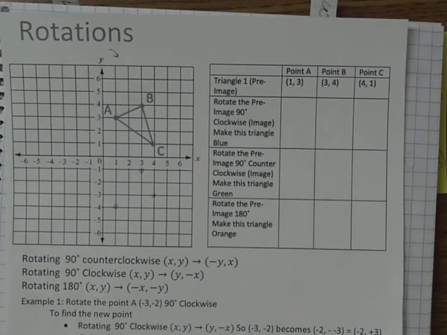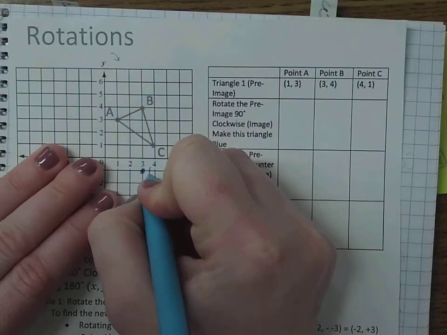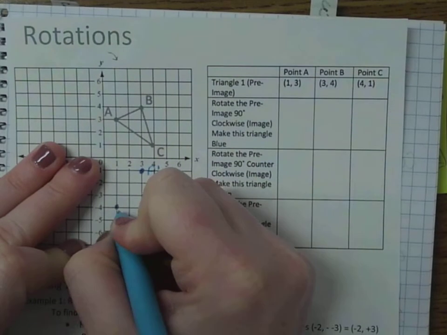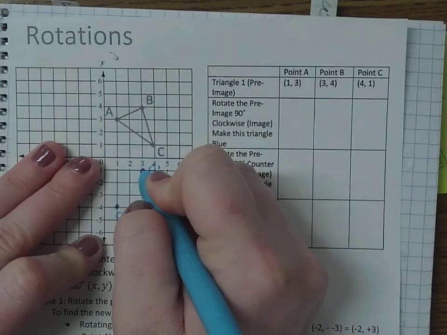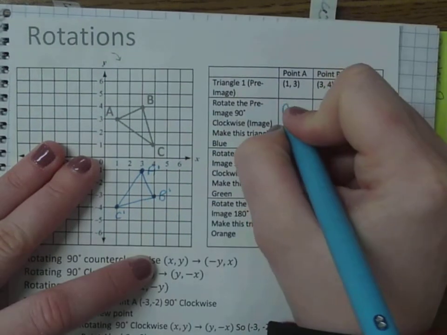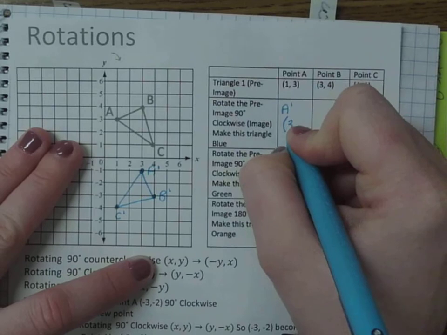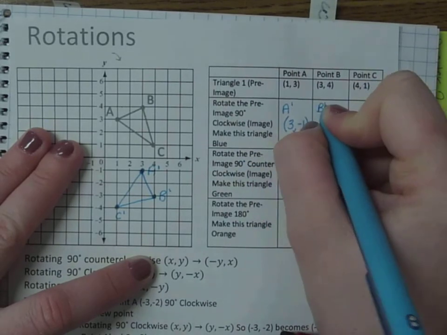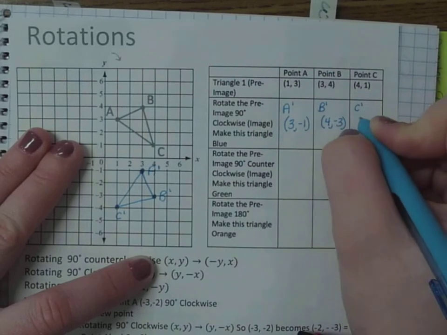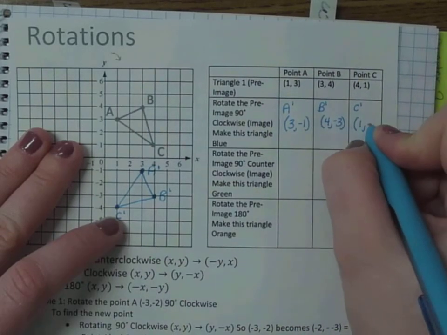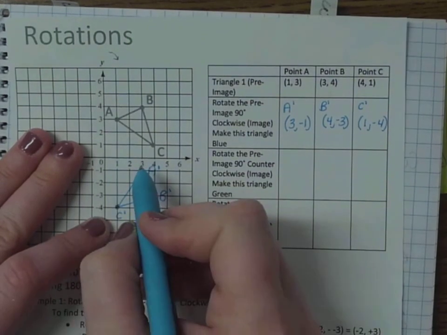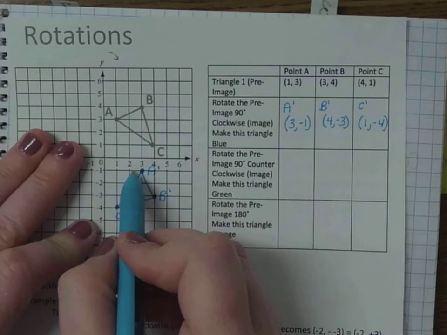That one's supposed to be blue, so let me get my blue pen. So this was A prime, this was B prime, and this is C prime. Then A prime is at 3, negative 1. B prime is at 4, negative 3. And C prime is at 1, negative 4. Remember, move along the x-axis and then down. Make sure you check over here to see what number it's at.